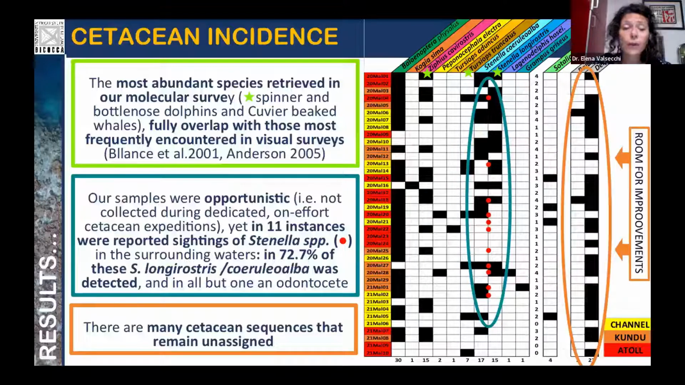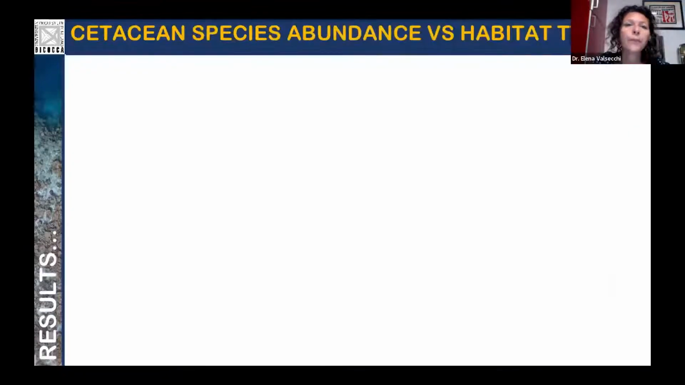Well, then, as we have mentioned before, there are many cetacean sequences that remain unassigned. So here there is definitely room for improvement in the technique.